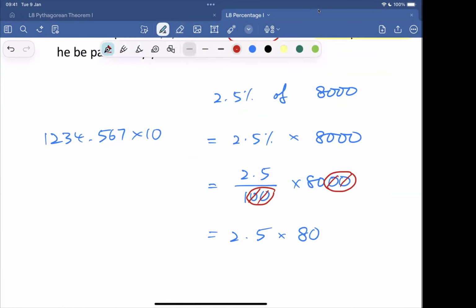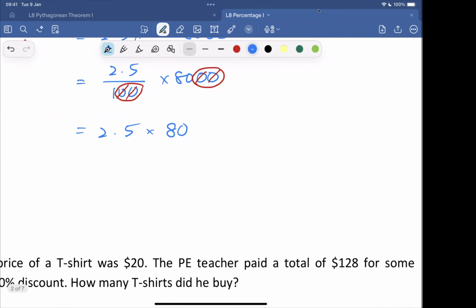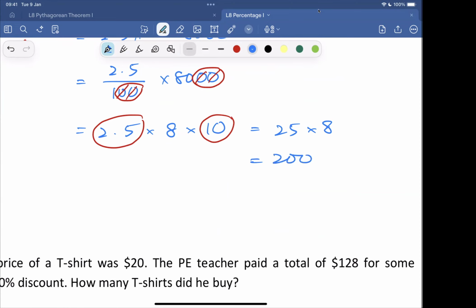Right. Why must you move it to the right? Because it becomes bigger. Very good. It becomes bigger, correct. So how many times must you move it? One. Why is it one time only? Because you only have one 0. Very good. Now let's go back here. 80. What is 80? 8 times what? 10. 8 times 10 is 80. Very good. So can I just take 2.5 times 10? What will you get? 25. Correct. So now 25 times 8. Tell me the answer. 200. $200. Very good. Well done.